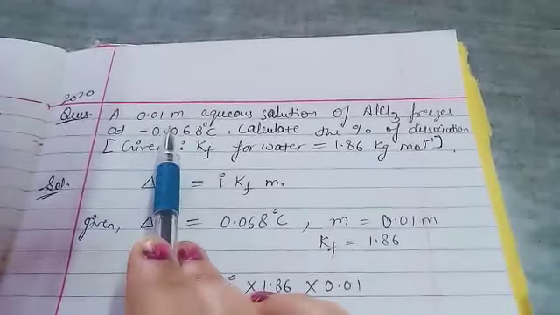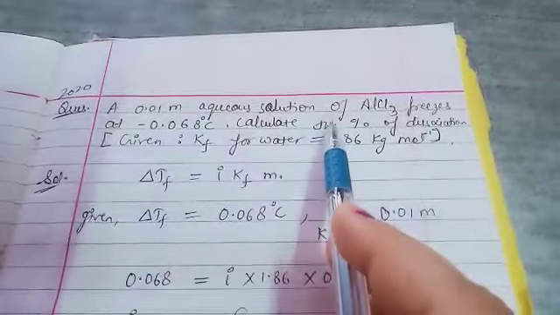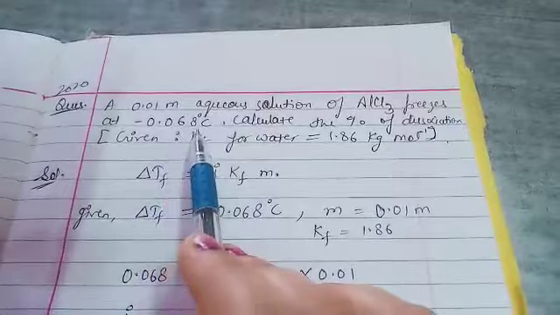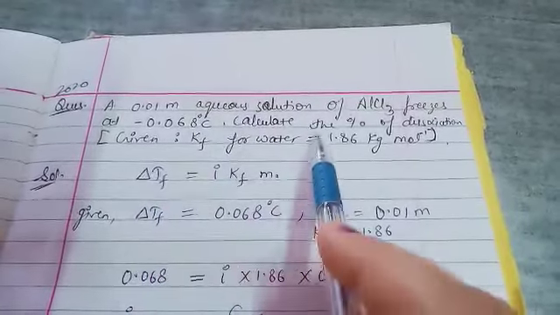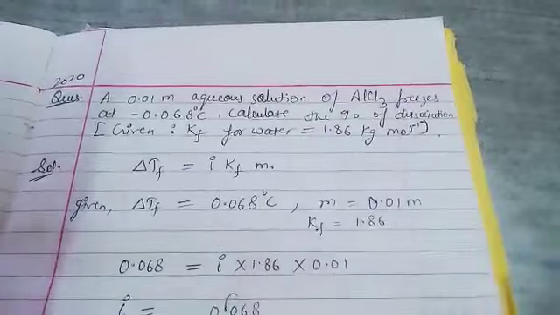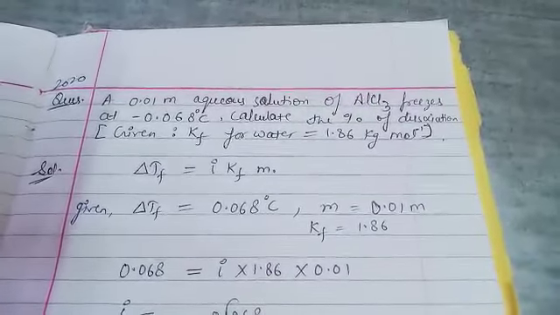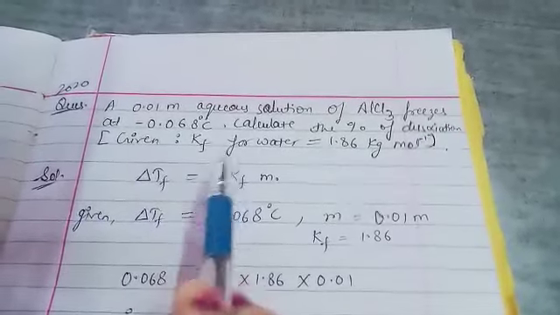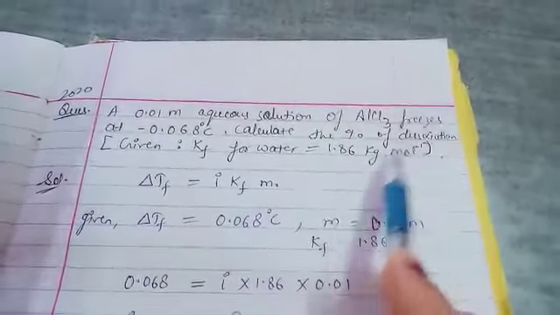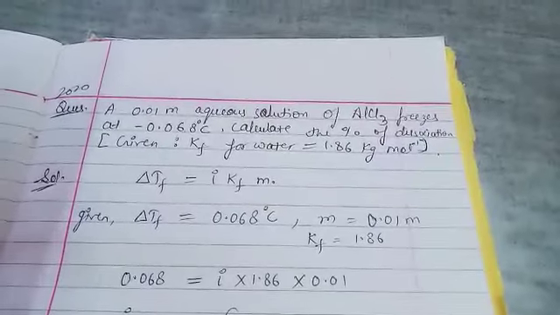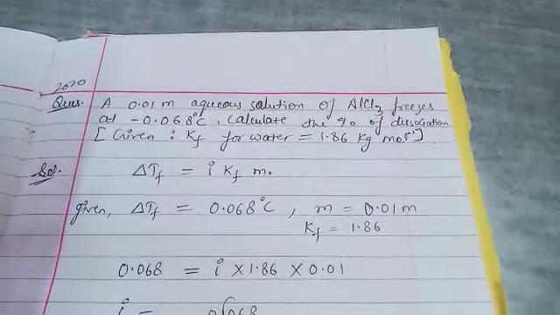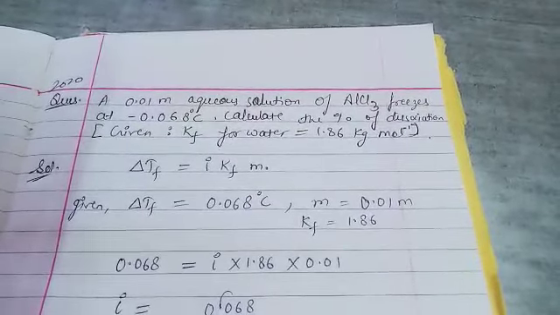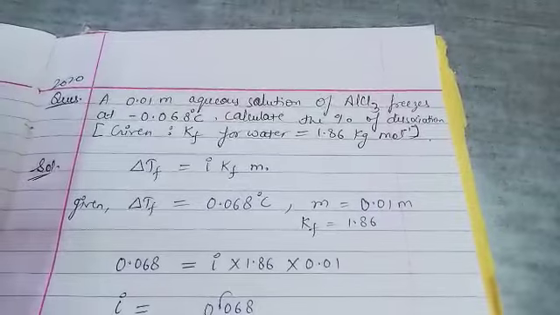A 0.01 m aqueous solution of aluminium chloride freezes at minus 0.0868 degrees Celsius. Calculate the percentage of dissociation. Simple. You know how to calculate the degree of dissociation; percentage means multiply by 100. Same condition, and Kf for water is given to you. Now you have to calculate alpha. For calculating alpha, i is required, as well as m, the number of ions dissociated after dissolution, is also required.